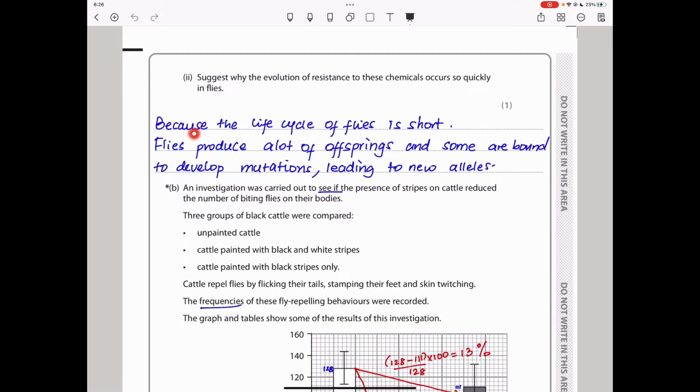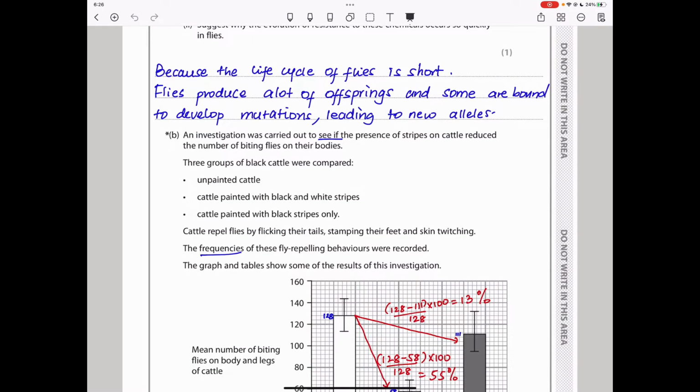So I say, because the life cycle of flies is short, these flies produce a lot of offsprings. This is very important, and some are bound to develop mutations leading to new alleles. Having many offsprings, there is a lot of changes that can occur. Imagine if one fly had maybe 100 offsprings. One of them is going to develop a mutation when exposed to this chemical, and when that happens, there is a chance of producing offsprings that could have the specific mutation, giving them a selective advantage and therefore ability to survive under the harsh conditions.